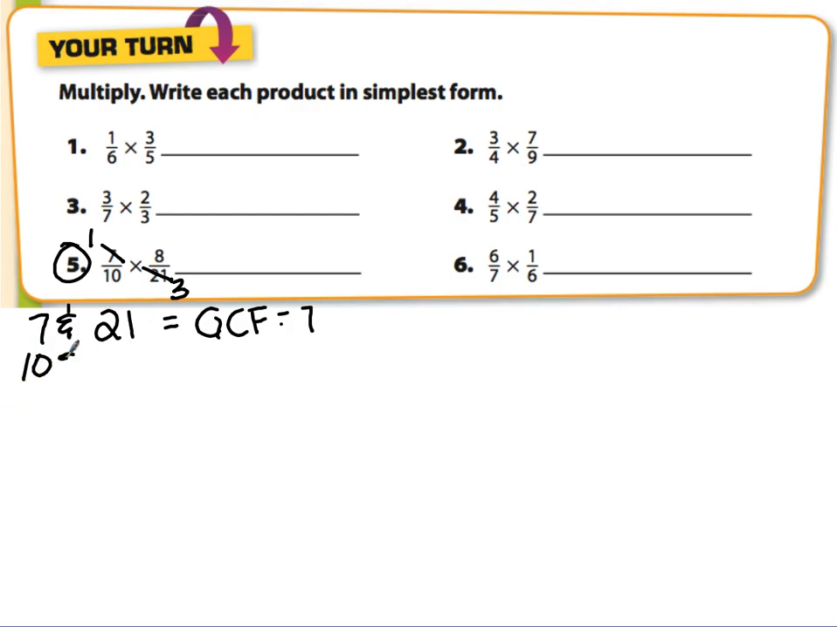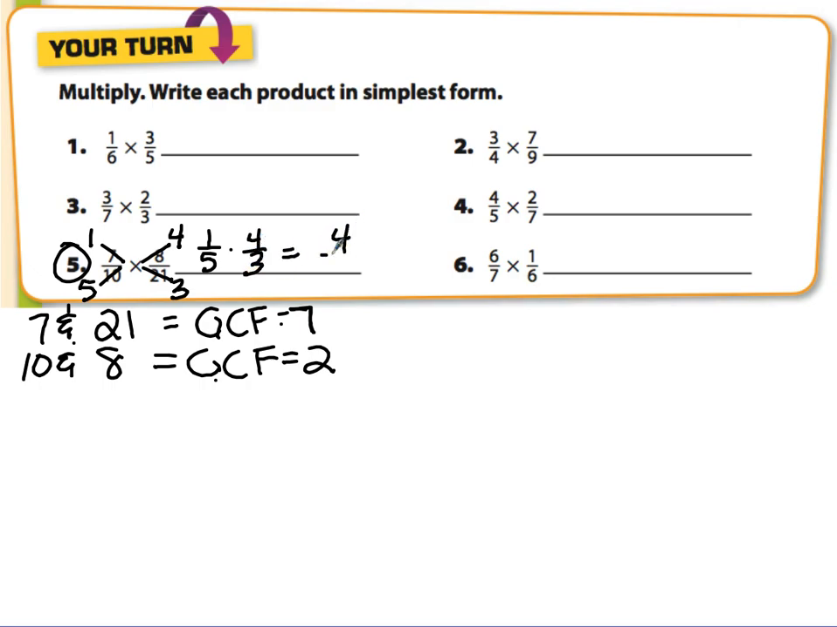However, 10 and 8 also have a GCF, and that GCF is 2. They're both actually divisible by 2. So 8 divided by 2 is 4. 10 divided by 2 is 5. Now my problem has become 1/5 times 4/3, which gives me 4/15.